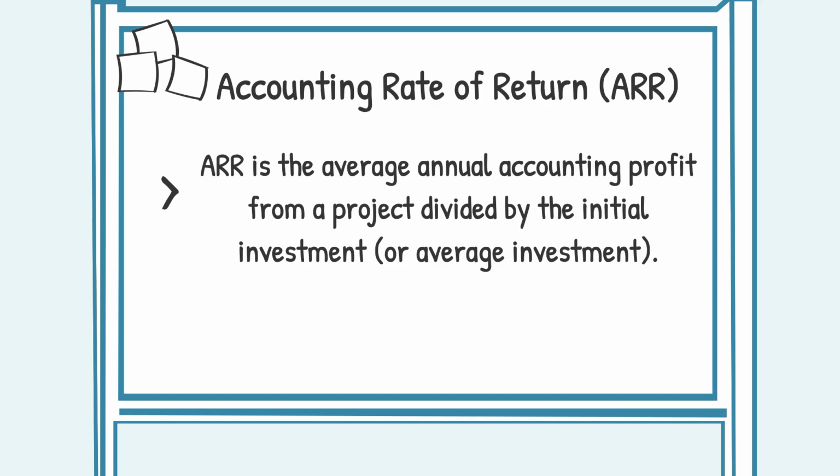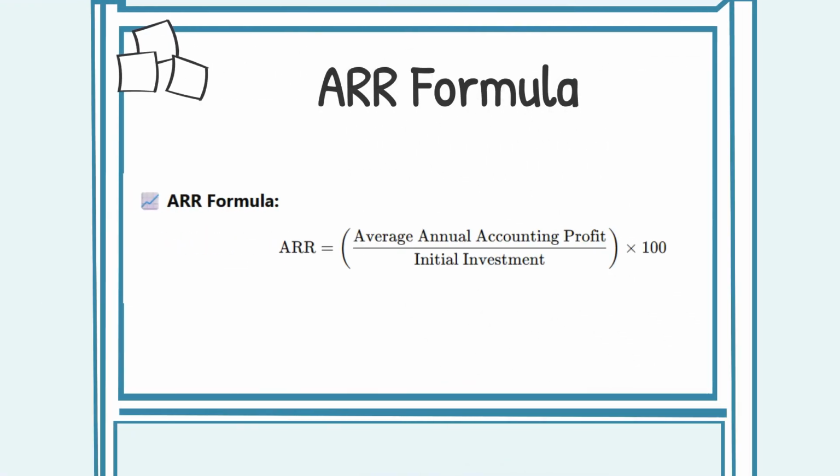Accounting rate of return is the average annual accounting profit from a project divided by the initial investment or average investment. It helps you understand how much accounting profit a project is expected to generate each year as a percentage of the investment. Let's look at the formula for accounting rate of return. ARR equals average annual profit divided by the amount invested, multiplied by 100. This gives you the percentage return you're earning on your investment each year based on accounting profits, not cash flows.